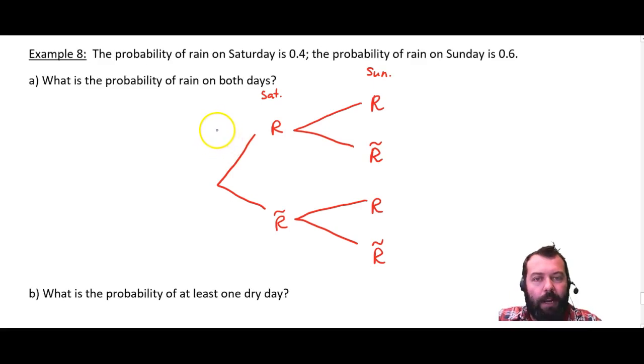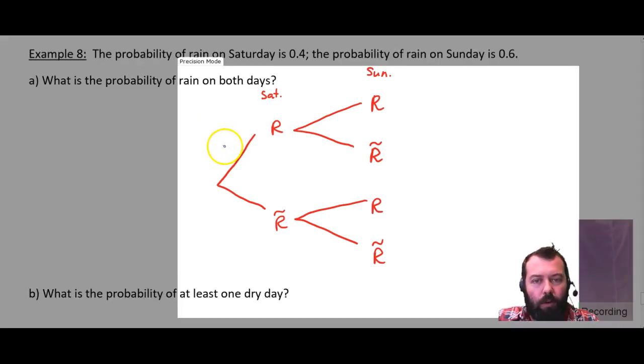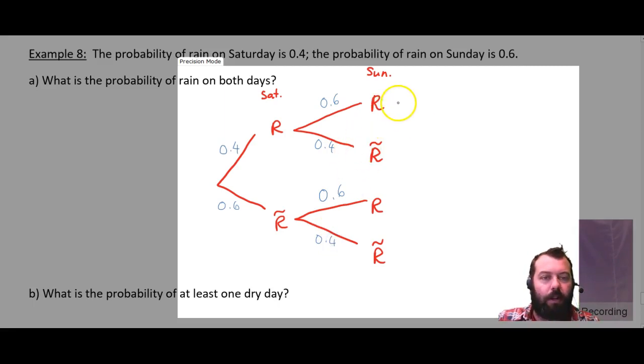So the chance of rain on Saturday was 0.4. And I know that means that not rain on Saturday is 0.6. The chance of rain on Sunday is 0.6. Probably should have chosen different numbers here, but it doesn't matter. 0.4. It's a little confusing because it's being repeated. So 0.6 on Sunday for rain on Sunday, and 0.4 for no rain on Sunday.